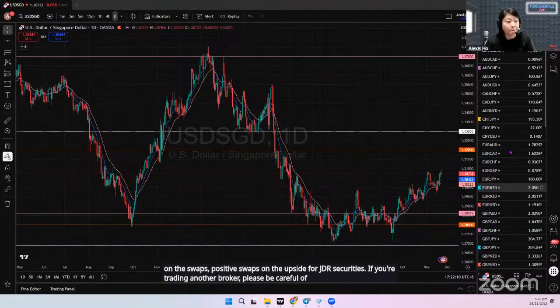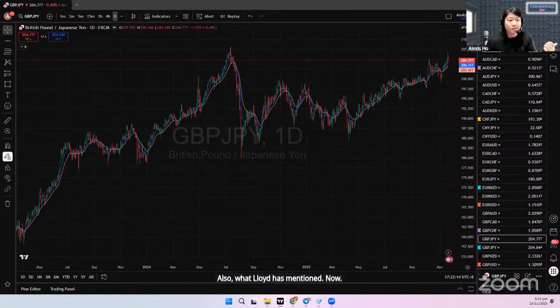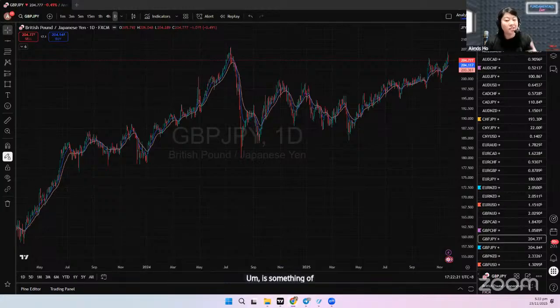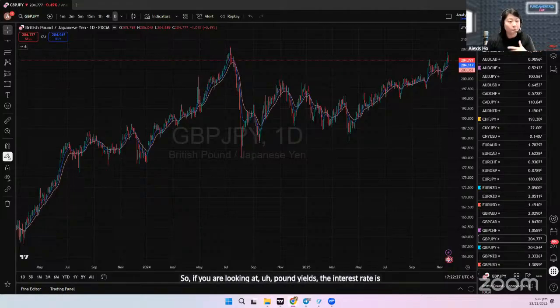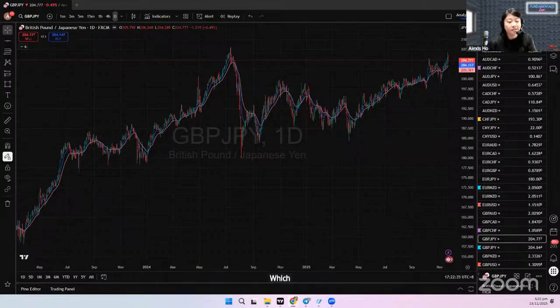And finally, let's take a look at pound yen, also what Lloyd has mentioned. Now, I do like the pound in that sense because the pound is actually something of a risk-on currency in terms of sentiment. So if you're looking at pound yields, the interest rate is higher comparatively to the rest of the economy. Pound interest rate is currently at about 4%, exactly the same as the US at this point. So also very good for carry trades.